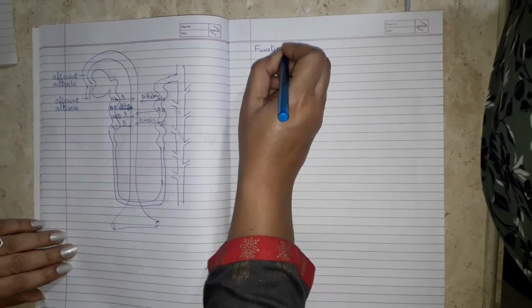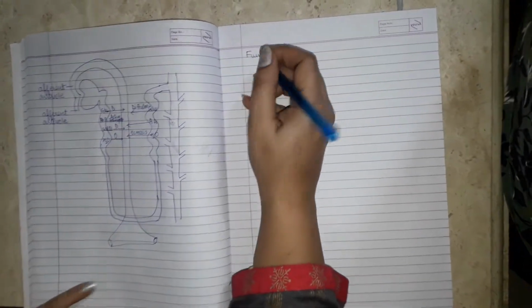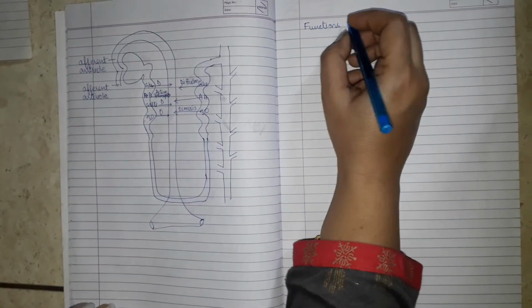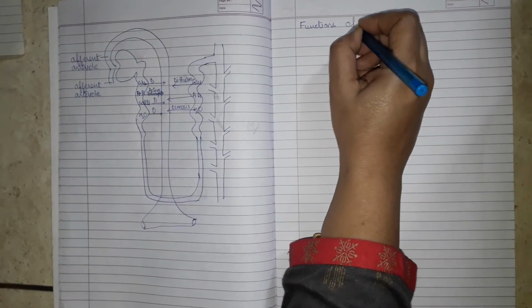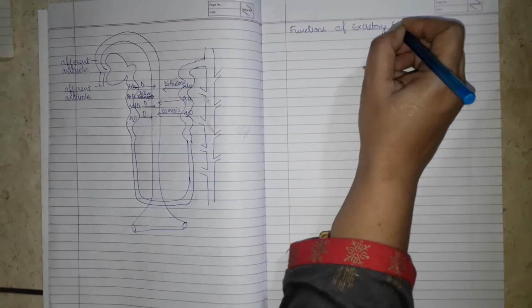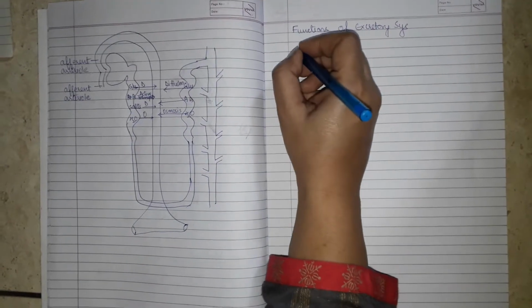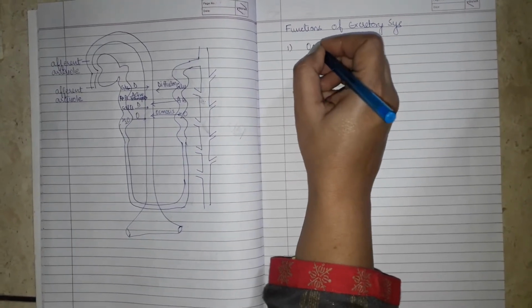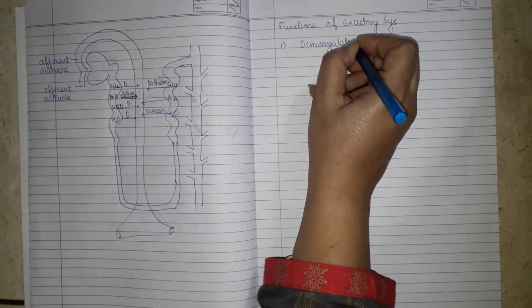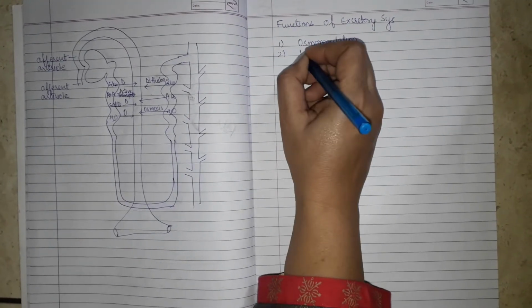Hello students, we had started with the excretory system. Now today we will discuss what the functions of the excretory system are. The excretory system has two major functions. First is osmoregulation and second is urine formation.